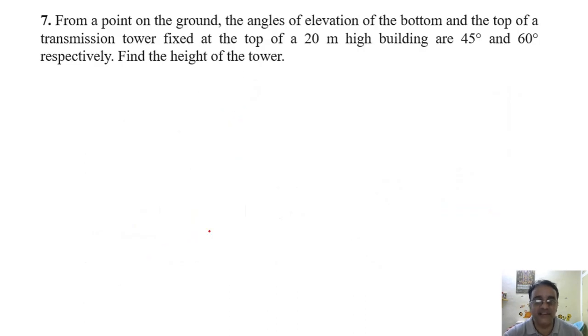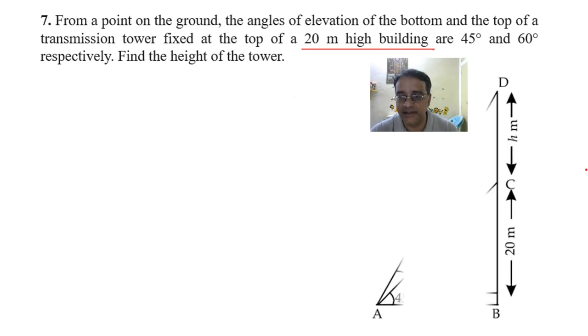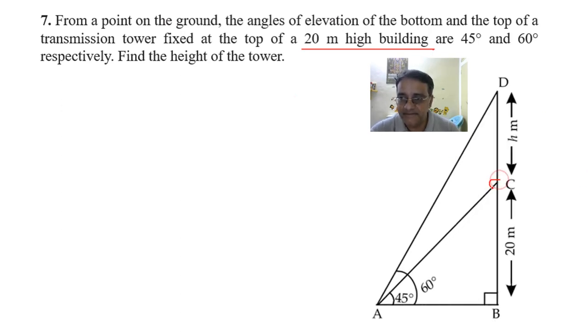Now we'll move towards 7th question. Find a point on the ground, the angle of elevation of the bottom and top of a transmission tower fixed at the top of 20 meter high building. बिल्डिंग के ऊपर टावर रखा हुआ है, और टावर का बॉटम और टॉप, बॉटम एंड टॉप ऑफ ए ट्रांसमिशन टावर दैट वी आर ऑब्जर्विंग. ये बॉटम है और ये टॉप है.